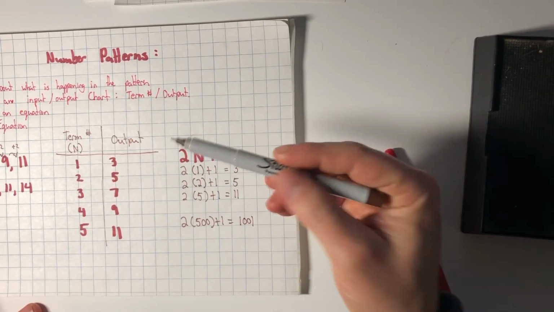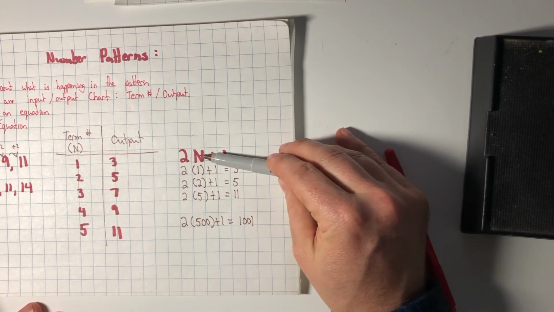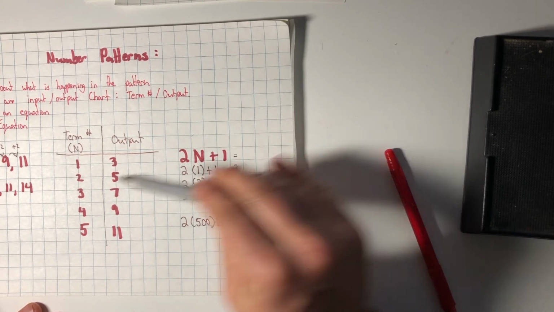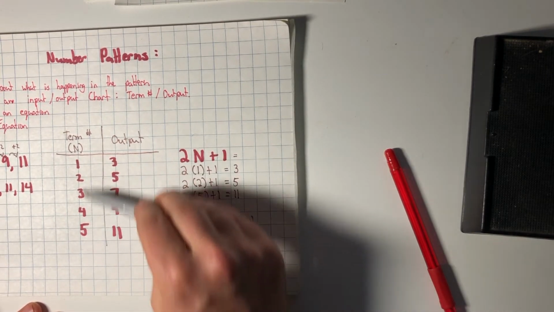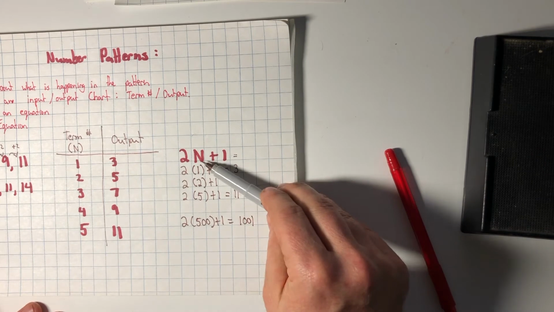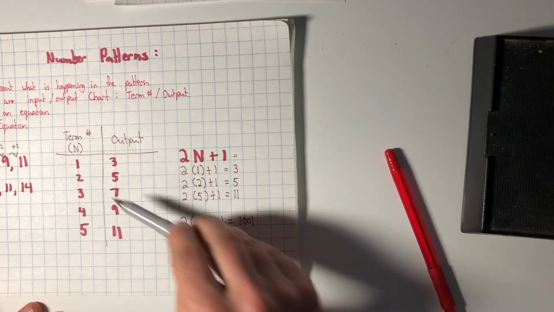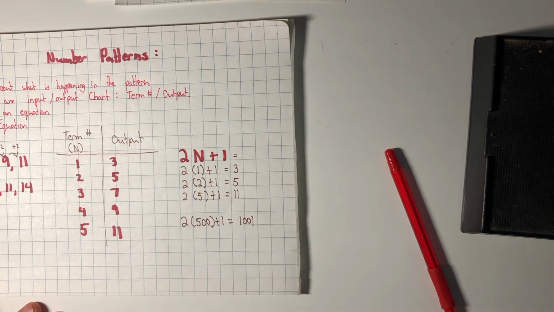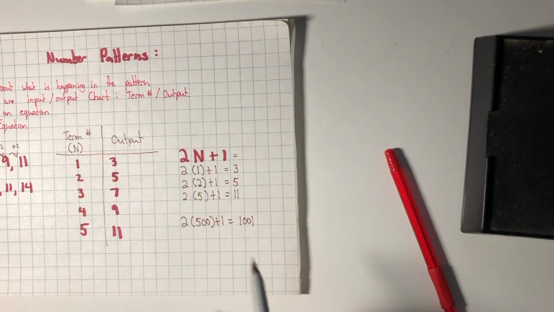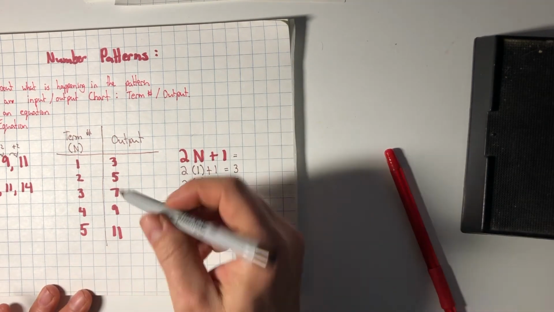You just need to understand that you're creating an equation so that when I plug in the step of the pattern, or the term number, the equation produces the output every time in the pattern. Okay, and so we can use this equation to figure out any step.